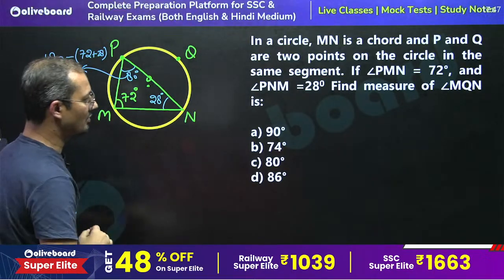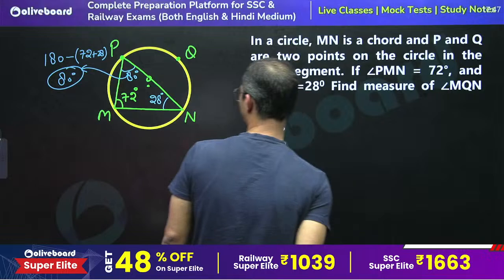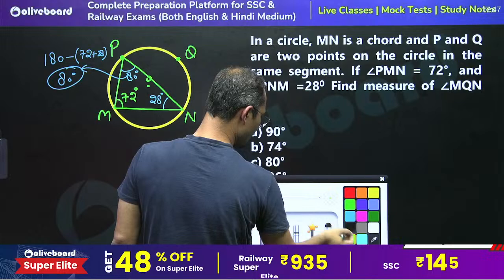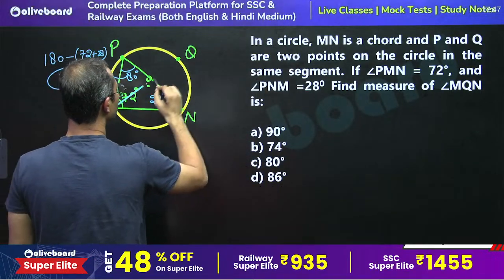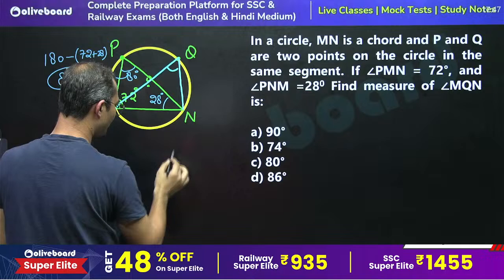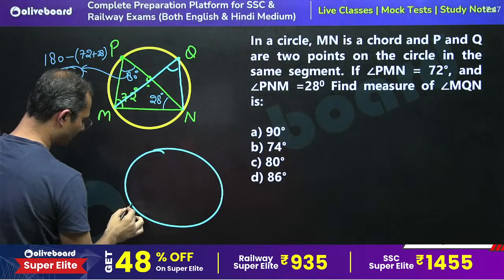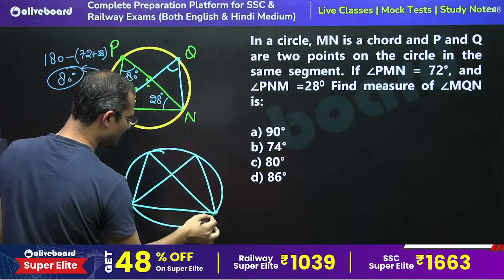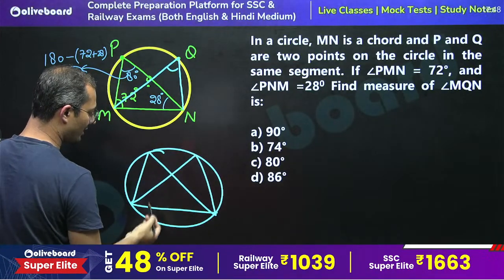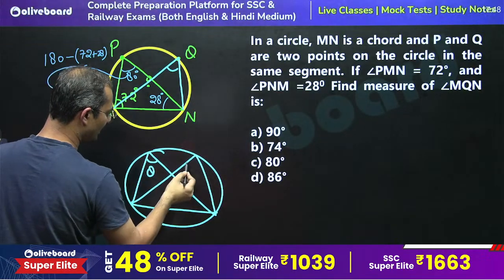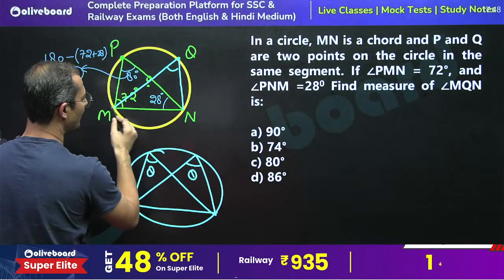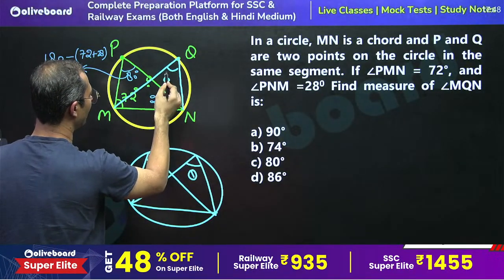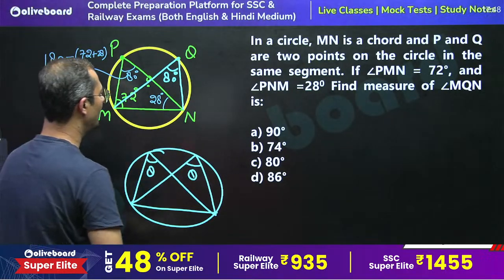Is this clear? Now the question is asking to find the measure of MQN. What is the value of MQN? Tell me one thing, have you learned this thing? The angle made by a chord in the same segment. The angle made by the same chord or same arc in the same segment is always equal. If this is theta, this is also theta. So the chord MN is making the same angle in the same segment at the circumference. So the angle must be equal. So we can say that this angle will also be 80 degree, right?